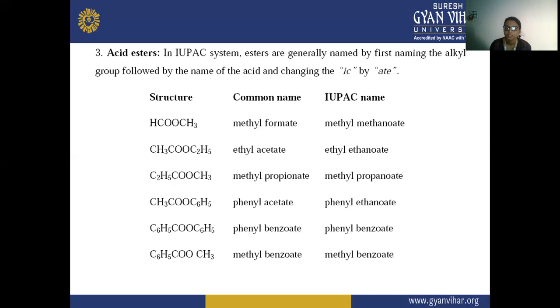Next is C6H5COOC6H5. This is phenyl benzoate, and its name is the same. Next is C6H5COOCH3. Its name is methyl benzoate, because now we are considering this CH3 as the substituent and this is the main group. That is why its name is methyl benzoate.